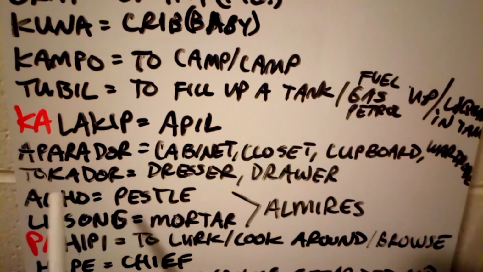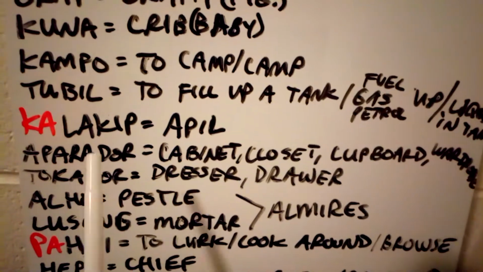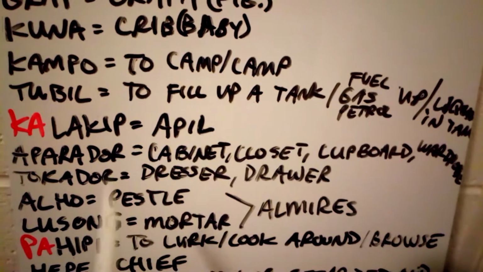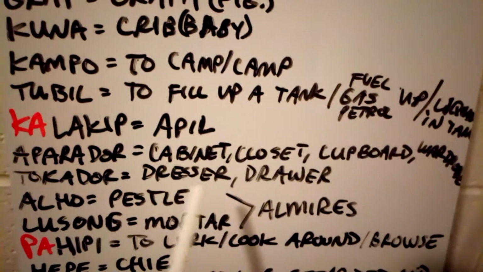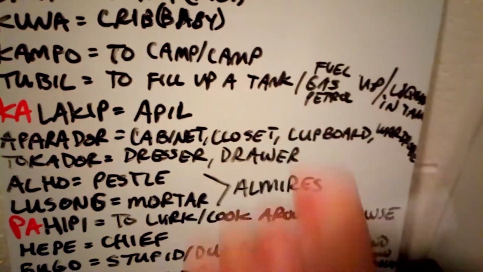Similarly, a tocador, right? Tocador. These are both borrowed Spanish words, but all of these are Cebuano words. Everything you see are Cebuano words, right? Tocador is a dresser or a drawer, so something that you can pull out. You pull it out, right?